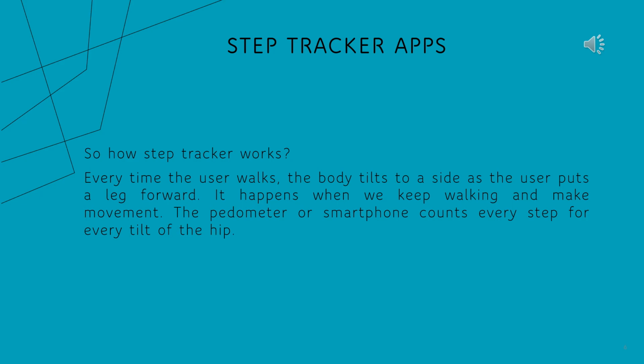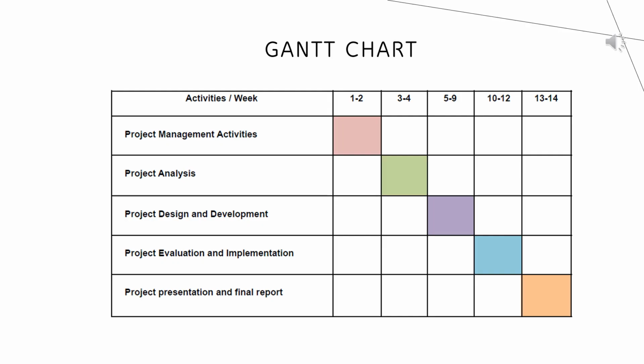So this is the Gantt chart for the Step Tracker app. The first activity is project management activity. It takes around 1 until 2 weeks. After this activity is done, we continue to project analysis in week 3 until week 4.